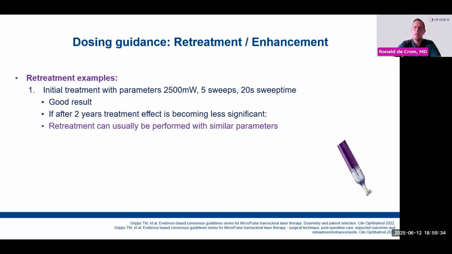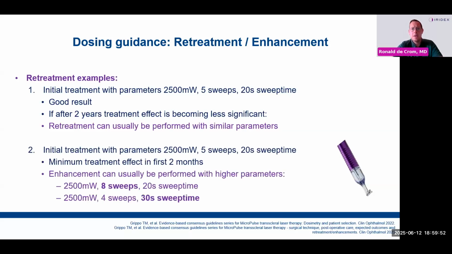If a patient got an initial treatment with the parameters I mentioned in the slide and has a good result, and the effect fades away 2 years after the treatment, you can consider a retreatment with similar parameters. On the other hand, if you have patients with a minimal treatment effect in the first 2 months after primary treatment, you can consider an enhancement, but I recommend performing it with higher parameters. For example, you can make the number of sweeps a little bit higher, or you can adjust the sweeping time.